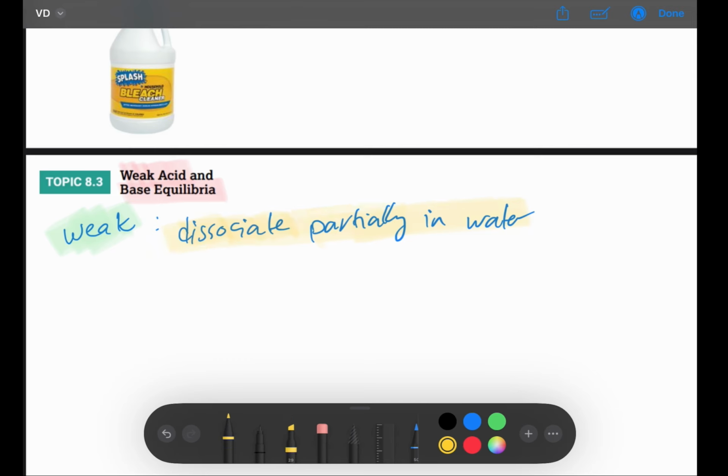So what does this mean? Or what are the examples? How can I do this process? How can I calculate the pH? What are the acids and bases that are considered to be weak?